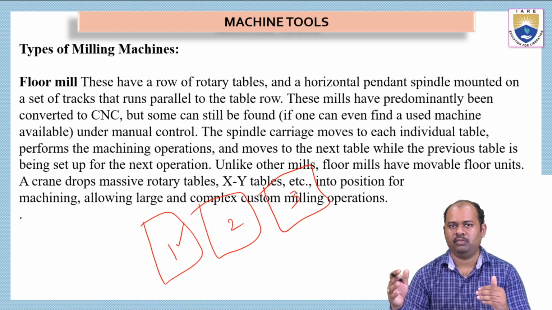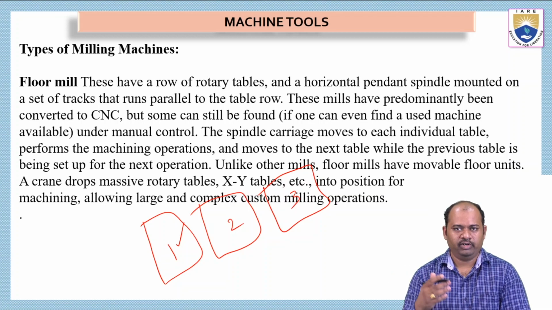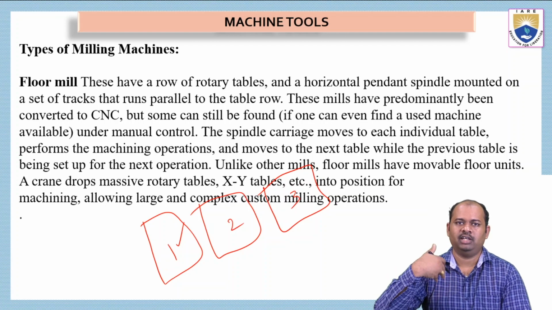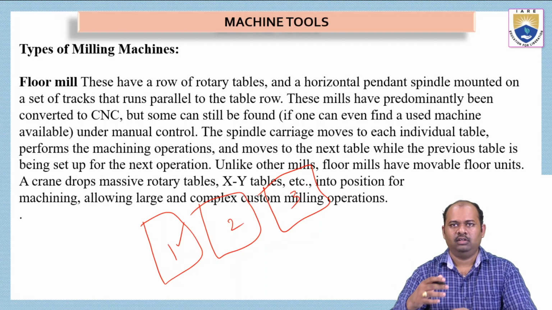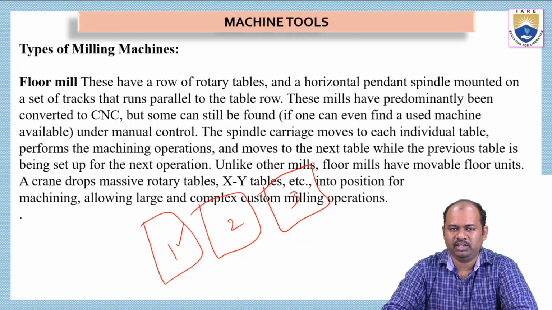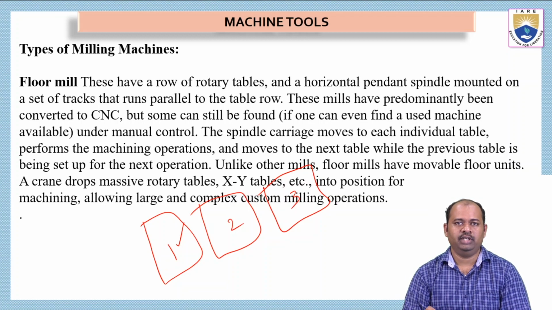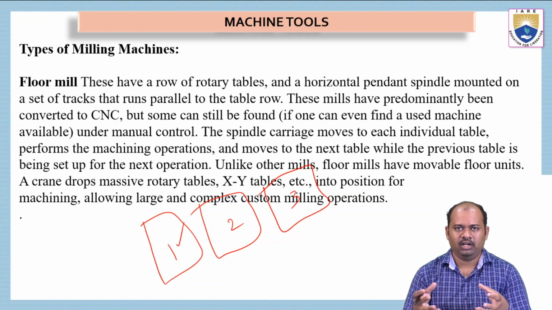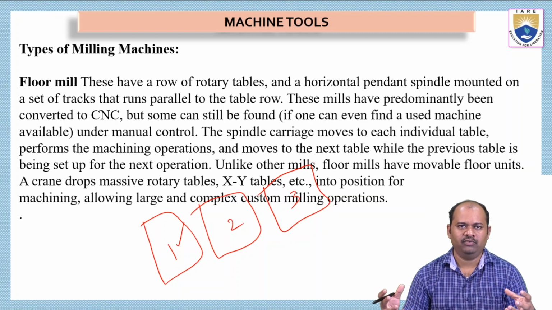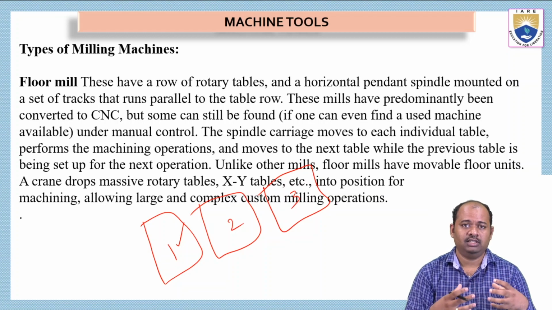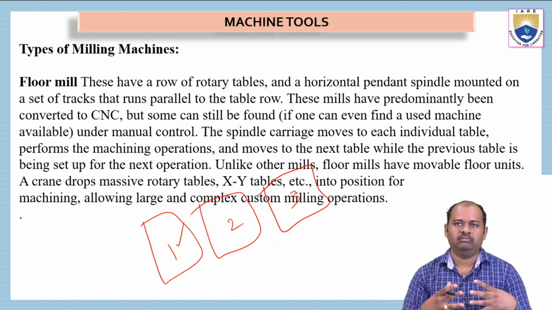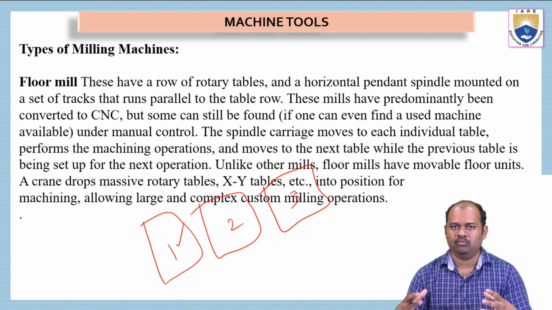We can do multiple sets of operations on different workpieces or by using different types of tools at the same time. So mostly these floor mills are converted and automated into CNC. And unlike other mills, floor mills have movable floor units. Even the floor units can be moved in all directions because these floor mills are very large. They cannot process big workpieces, but they can process multiple workpieces because they have multiple tables. All these tables can be movable.